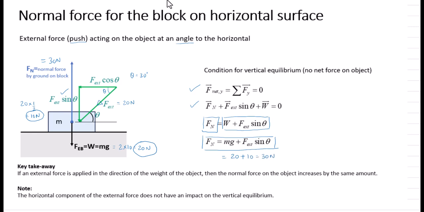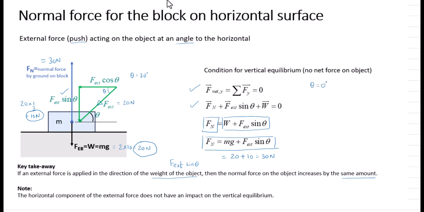Now, key takeaway from here: if an external force is applied in the direction of the weight of the object, then, in this case, the component that we are talking about is Fext sine theta, the normal force on the object increases by the same amount, which is Fext sine theta. How about a case like if theta is equal to 0 degrees?